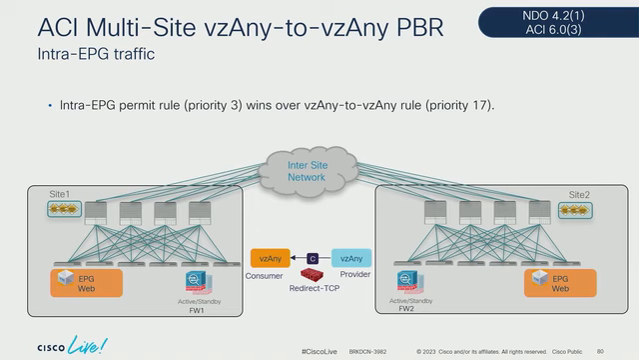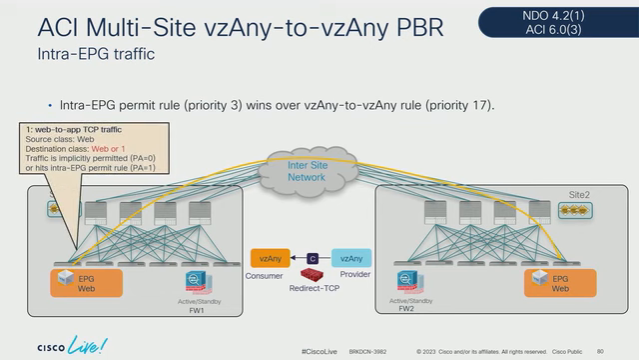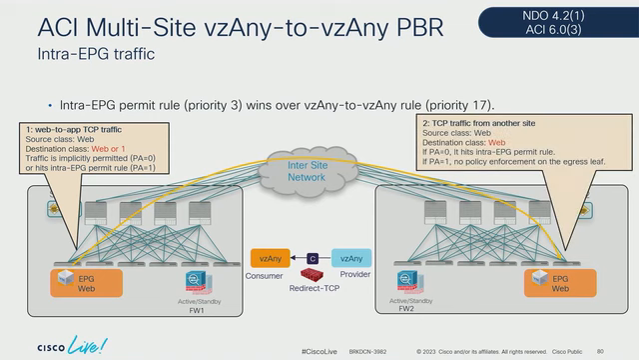First use case is intra-EPG traffic. By default, actually, you don't need to configure anything. By default, the intra-EPG permit rule is priority 3. That wins over VXLAN to VXLAN priority 17. So without configuring anything, web endpoint to web endpoint inter-site traffic is just permitted. If the ingress leaf can resolve the destination class ID, it's ingress enforcement. If not, the policy applied bit is set to 0, and then the egress leaf applies policy, that is permit. There is no conflict because intra-EPG permit wins over VXLAN to VXLAN because of priority.